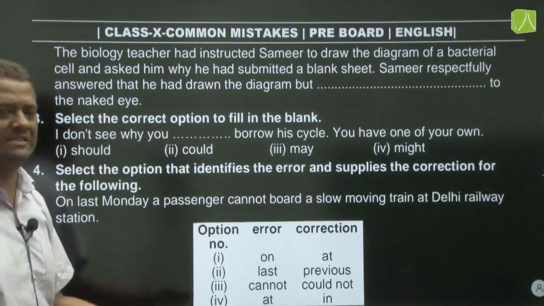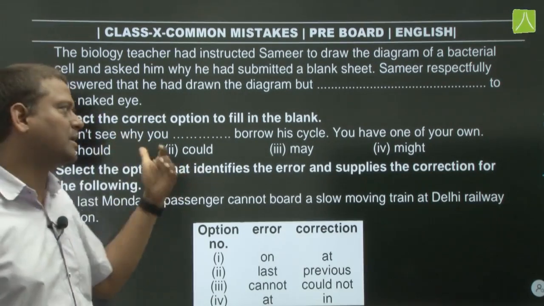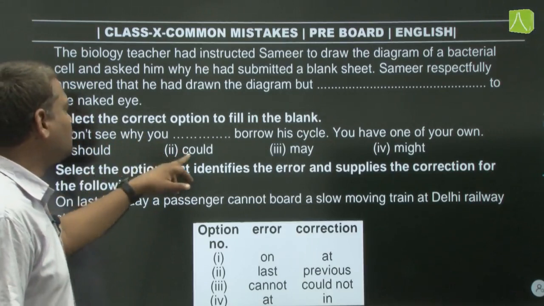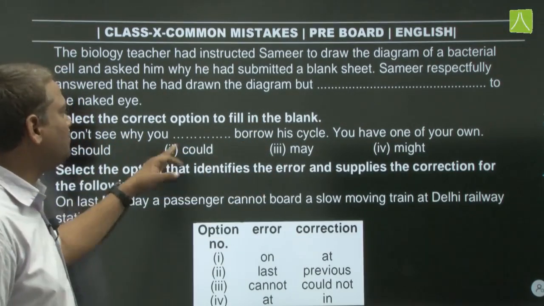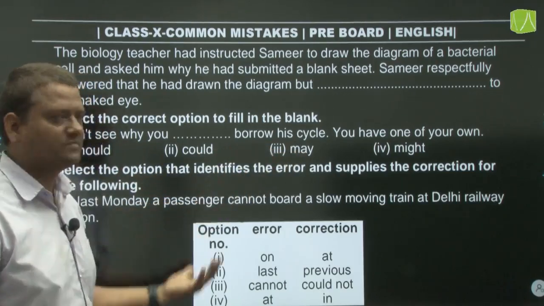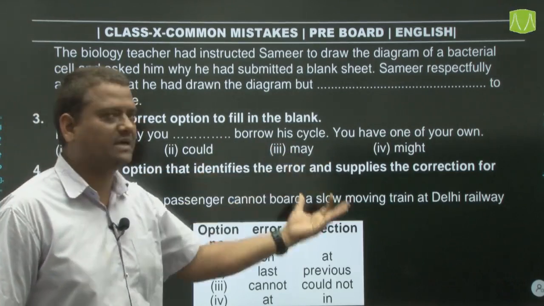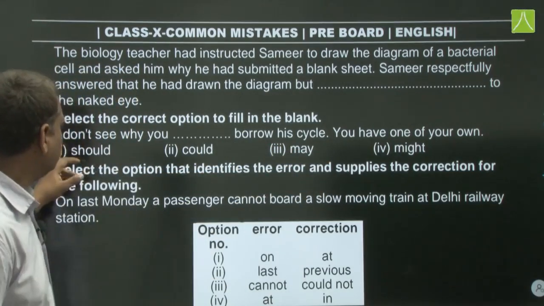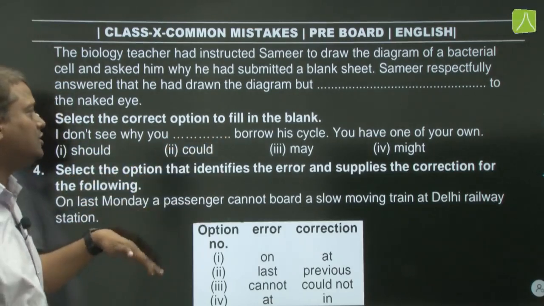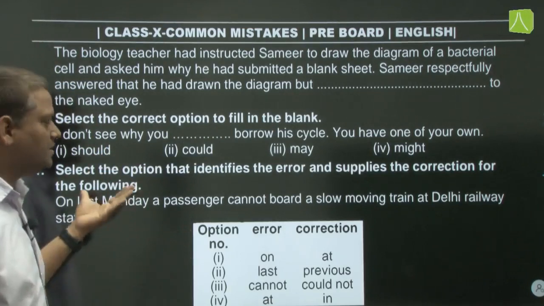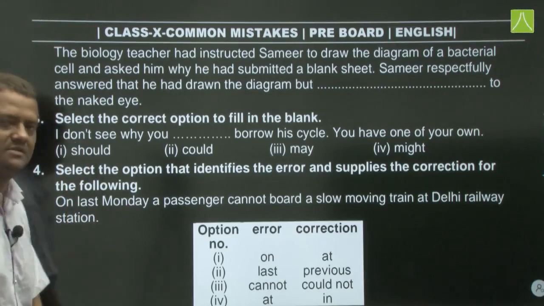Now let's find the sense, what is the sense of the sentence. Let me leave the correct option and try the other options. I don't see why you could borrow his cycle. Not making any sense. I don't see why you may borrow his cycle. Not making any sense. I don't see why you might borrow his cycle. Not making any sense. But I don't see why you should borrow his cycle. I don't understand why you should borrow his cycle. So here should is the correct answer.